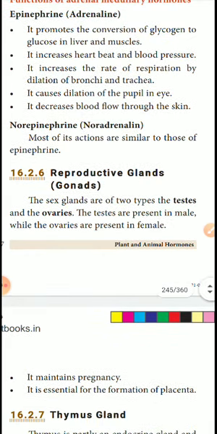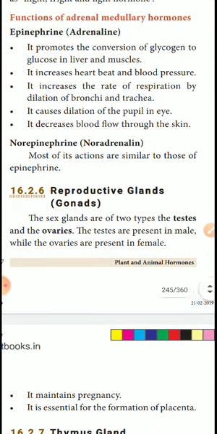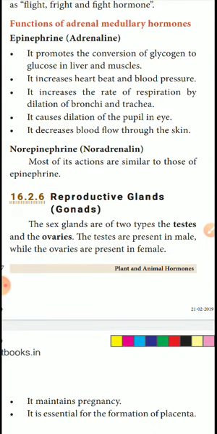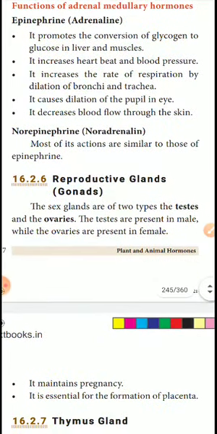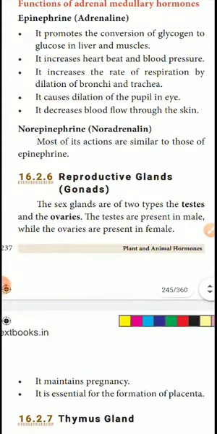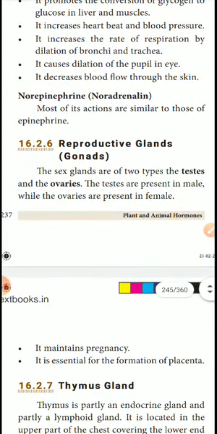The eye is very important, and your pupil is saved because of this adrenaline only. So at emotional times your eyes automatically start crying, and because of this it also increases the blood flow through the skin. Then noradrenaline: most of the action is by epinephrine only.